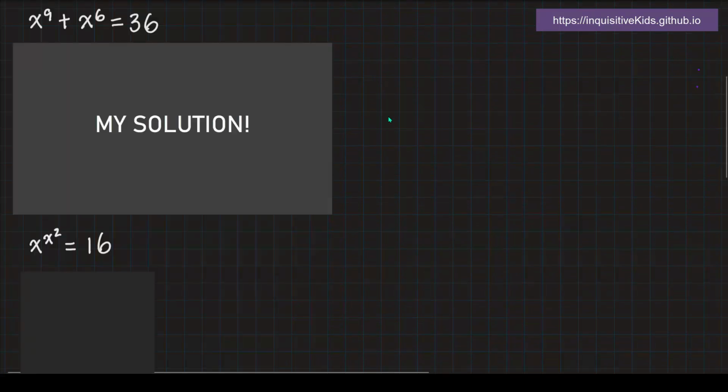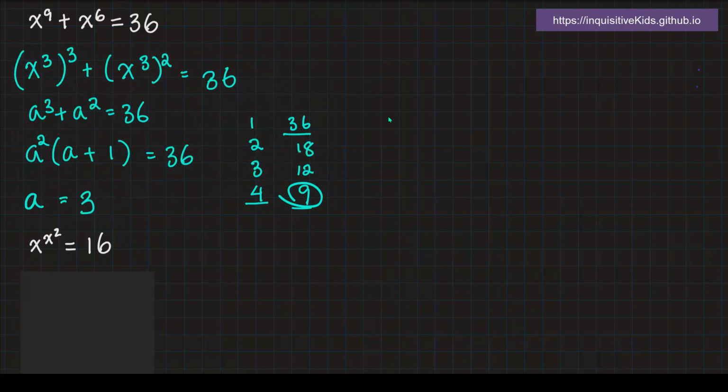Okay, so again, if you want to solve this problem on your own first, you can pause the video. So here's my solution. The problem is x to the 9th power plus x to the 6th power is equal to 36. And I use the same law of exponents as the last problem. First, I split x to the 9th power up into x to the 3rd power cubed plus x cubed squared, and it's equal to 36.